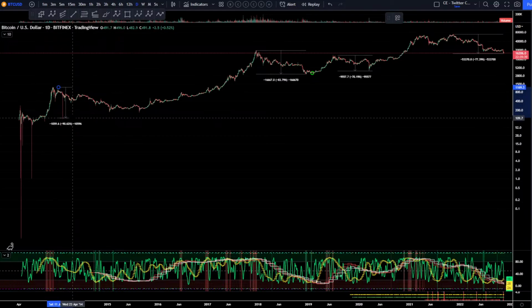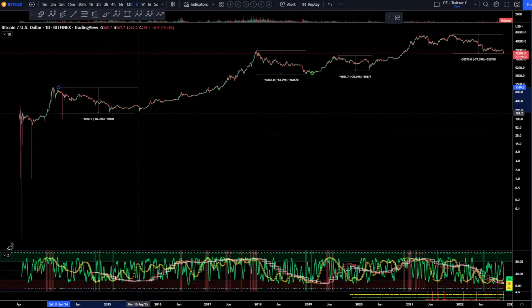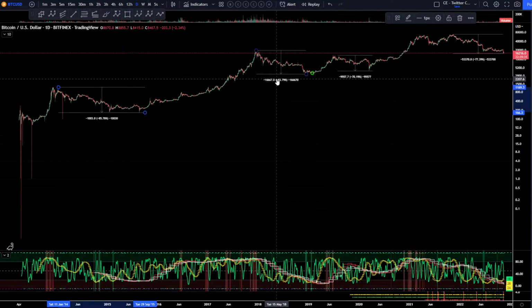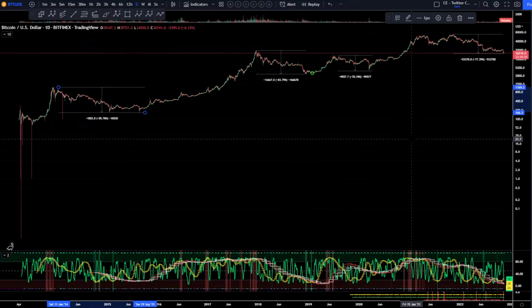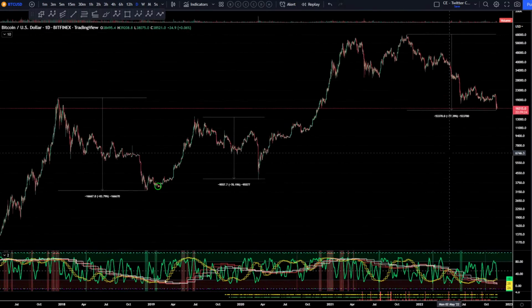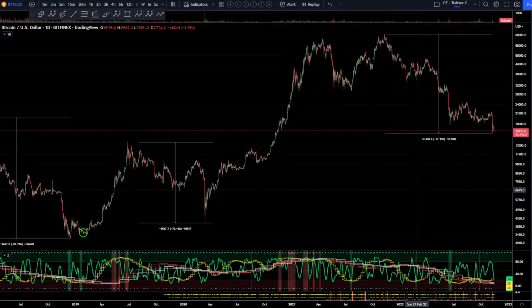I mean, here's one where it went down like 90%, but we'll give it the benefit of the doubt here and say still an 85% drop, 83% drop, 70% drop, and we've gone down 77% so far from the all-time high. Can we go lower? Yeah. Would it hurt if we went lower? No, I don't think it would.